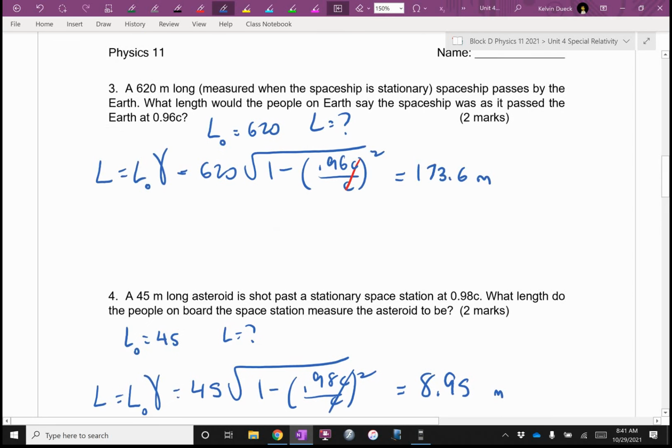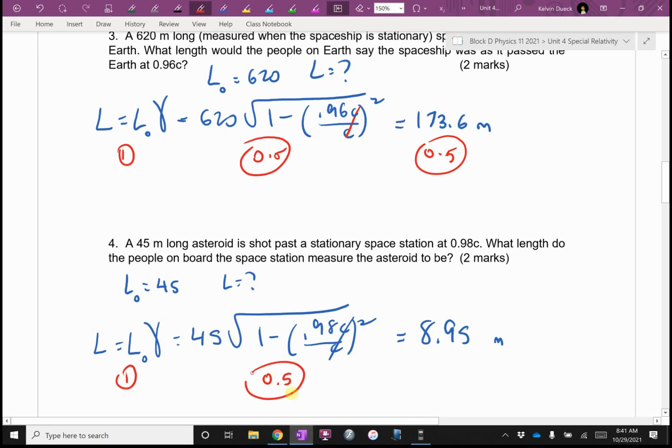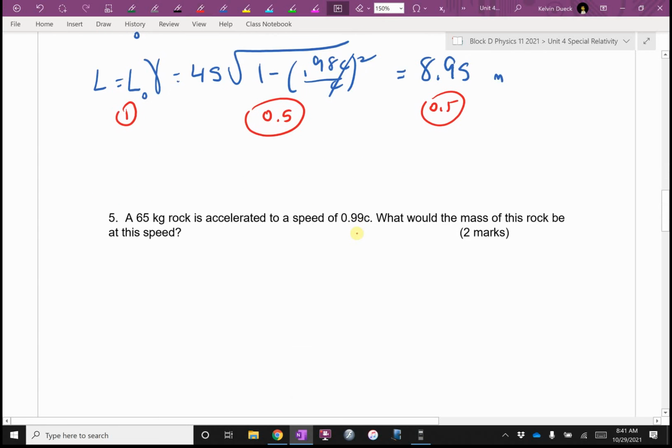Okay. Oh, for both of these, it would probably be something like this. 1 mark for that, half mark for the numbers, half mark for the answers.